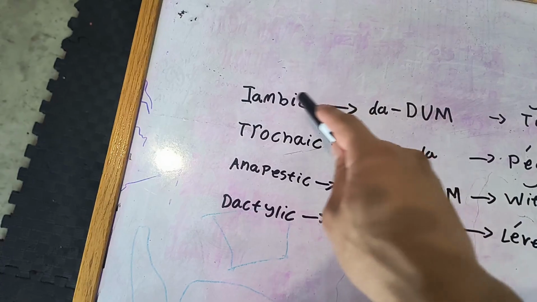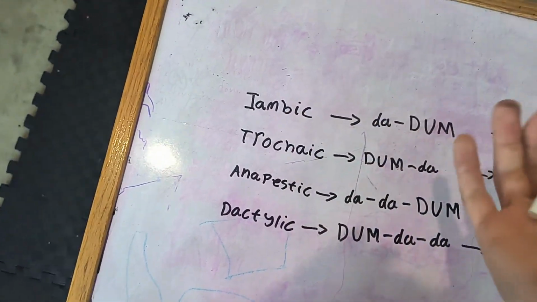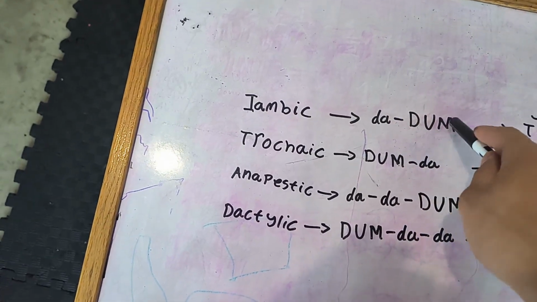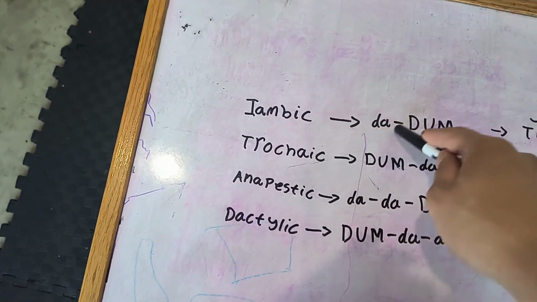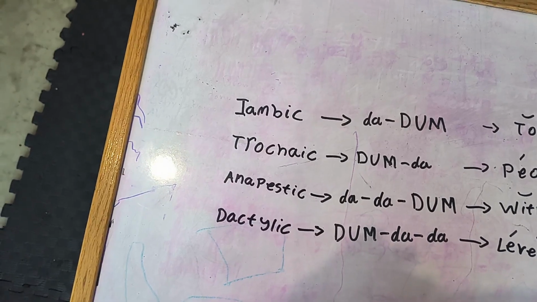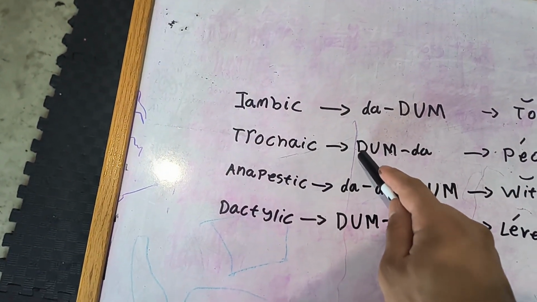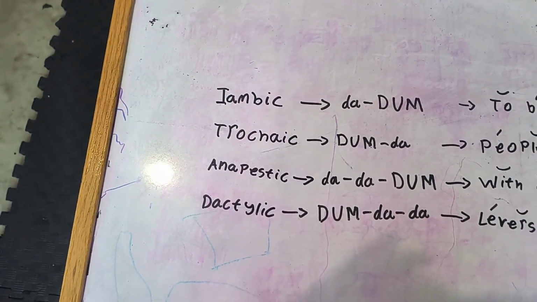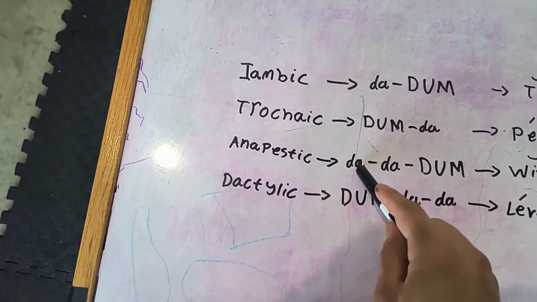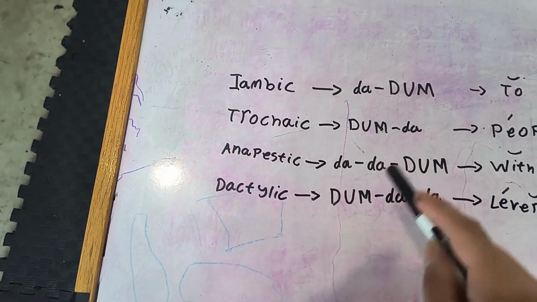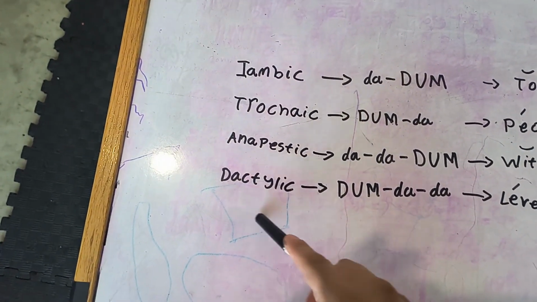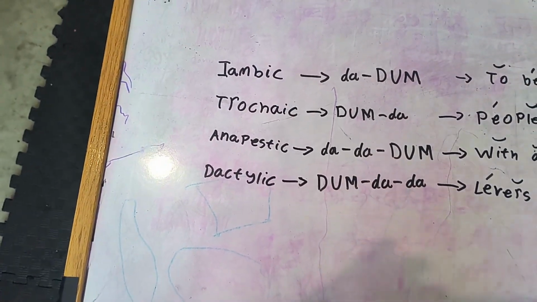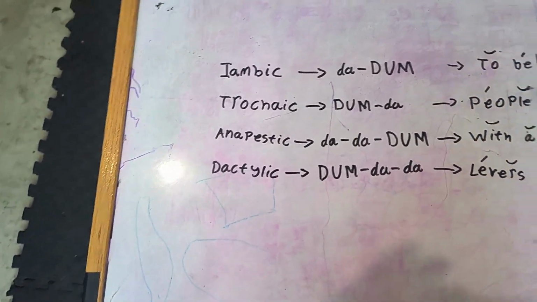So an iambic pattern goes da-dum. It goes an unstressed syllable, then a stressed syllable. A trochaic pattern goes a stressed syllable, then an unstressed syllable. An anapestic pattern goes two unstressed syllables, then a stressed syllable. A dactylic pattern goes one stressed syllable, and then two unstressed syllables. And let's see some examples.